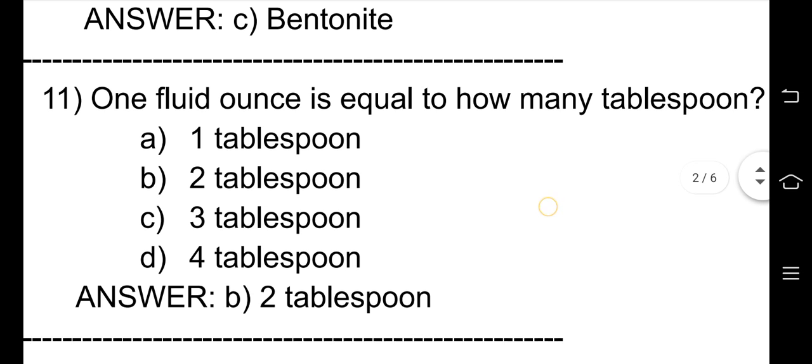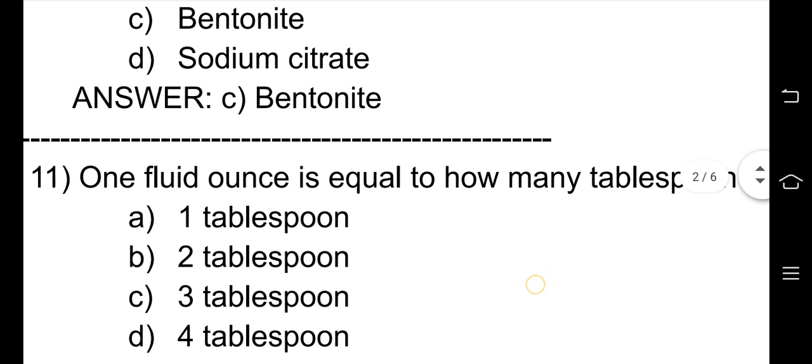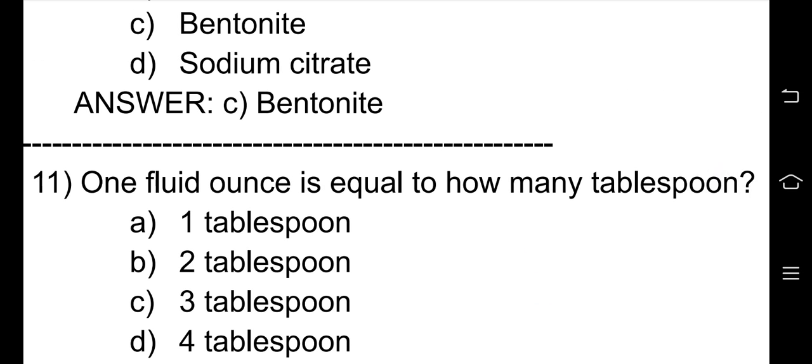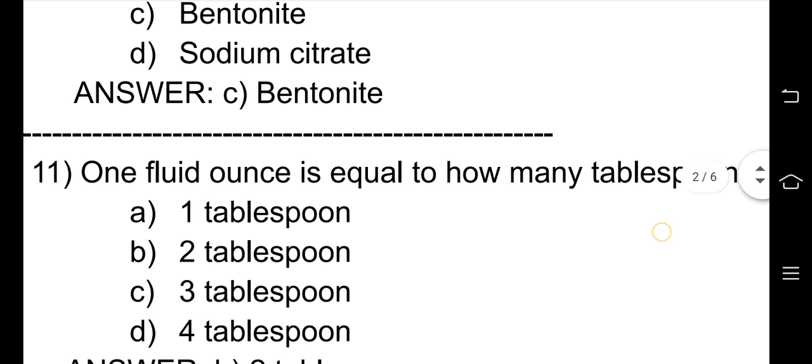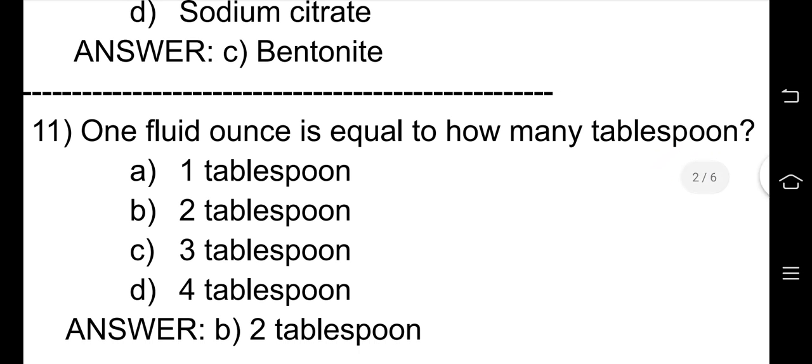11th question. 1 fluid ounce is equal to how many tablespoon? Option A 1 tablespoon. Option B 2 tablespoon. Option C 3 tablespoon and option D 4 tablespoon. The correct answer is option B 2 tablespoon. So 1 fluid ounce is equal to 30 ml and 1 tablespoon is equal to 15 ml.